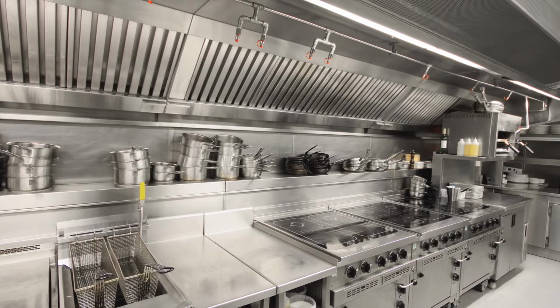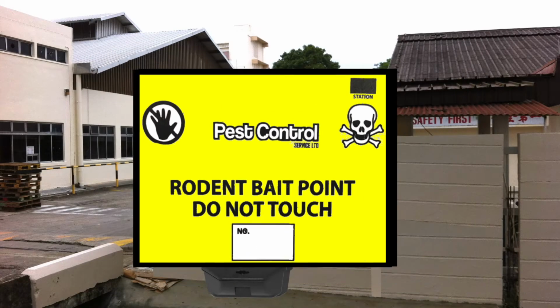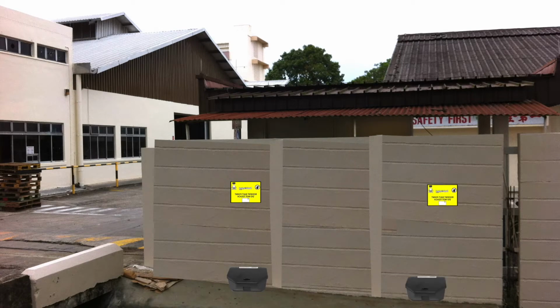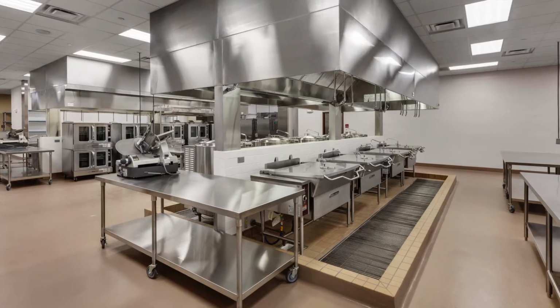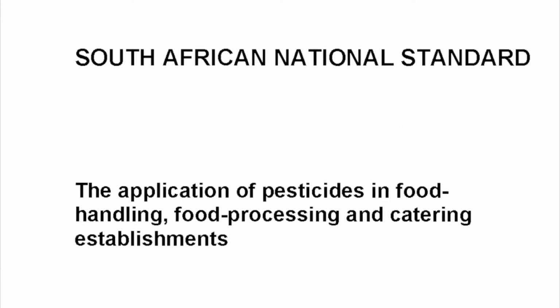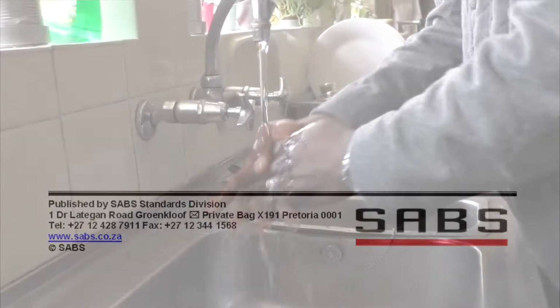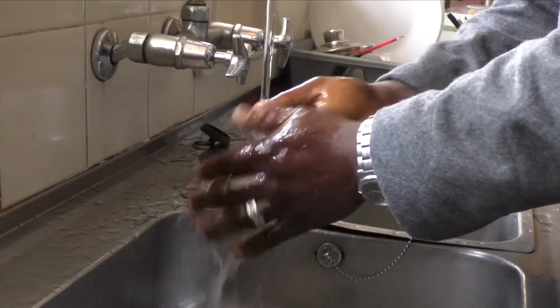The first line of defense will be rodent bait stations positioned at the boundary or perimeter of the food handling property. The second line of defense will be the outside of the building. The third line is the inside of the building. SANS 10133 of 2011 indicates where and what insecticides may be used at a food processing establishment. Hand washing is an example of a preventative CCP.